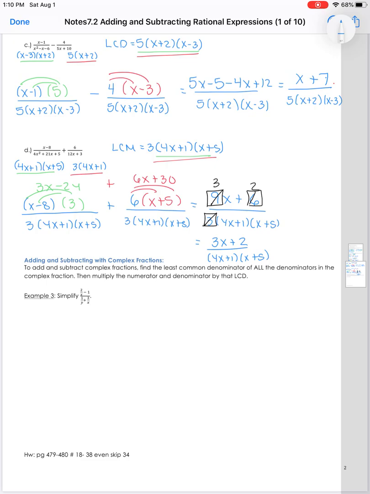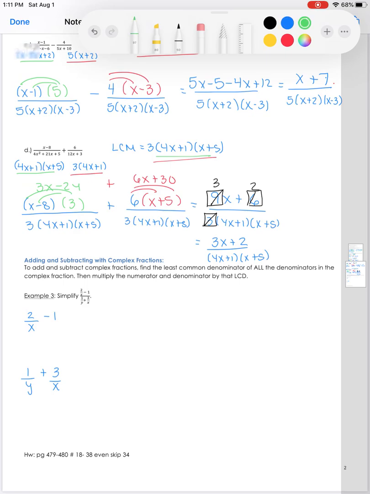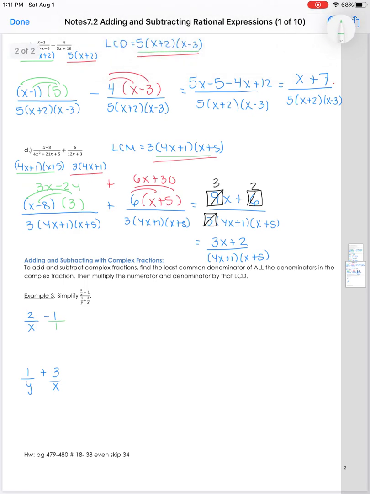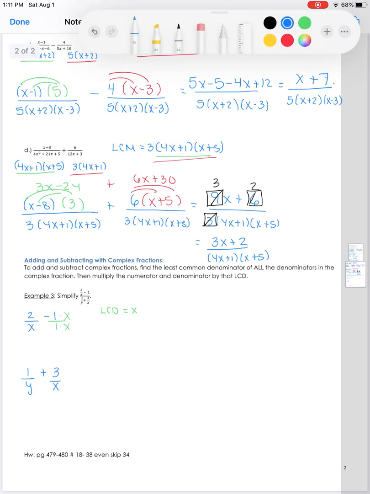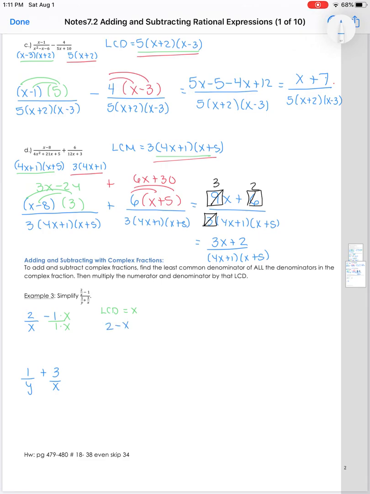All right, the last and final one here is these are complex fractions, and it just means you have something going on in the numerator and something going on in the denominator. So what I would do is I would treat them separate. So if you have 2 over x minus 1, do that first, and then do the denominator separate from that. So with the numerator, we see x is our one denominator, and this one's 1. So my LCD is x. So to save a little space, I'm going to add an x here, and I'm going to add an x here. So my numerator is really 2 minus x over x.